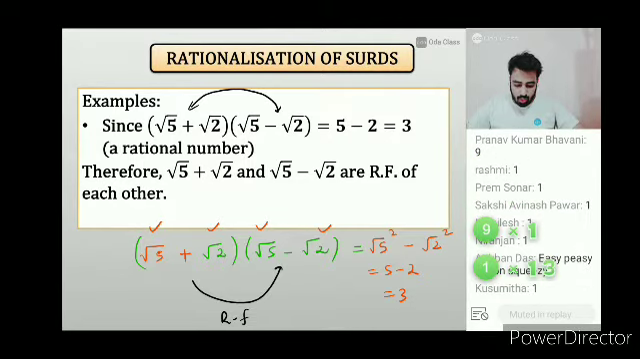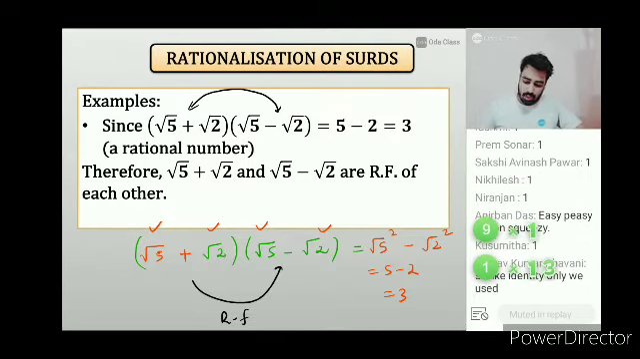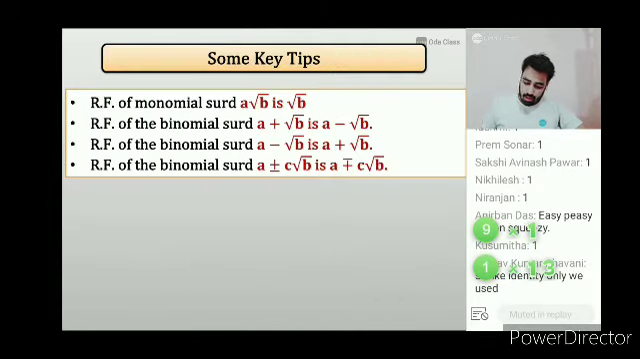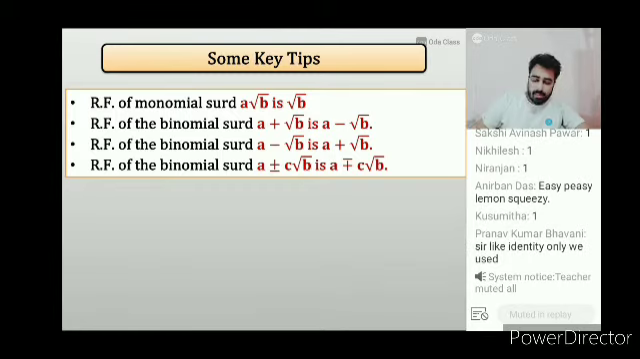How to do? Now the coming slide is very important. Suppose you have a monomial surd. This page is very important. Suppose you have a monomial surd like a root b, that is, suppose 8 root 3.